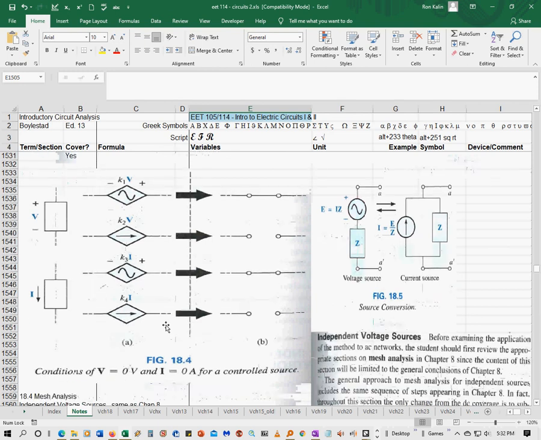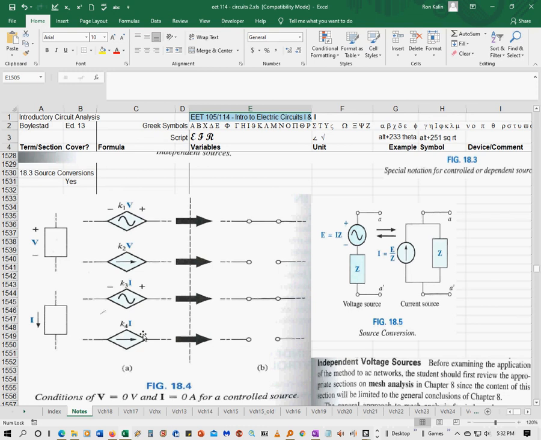So then what they're showing you is if V was equal to 0, what would you do with this? Well, with a voltage source, you're going to short it, and with a current source, you're going to open it. Likewise, if I was 0 on these two here, on a voltage source, again, you short it. On a current source, you open it.